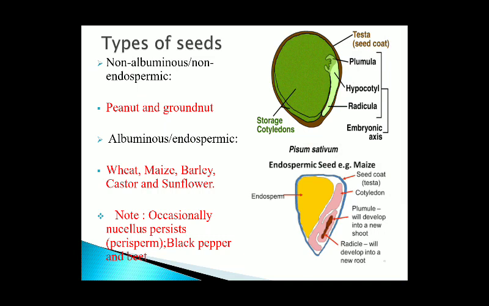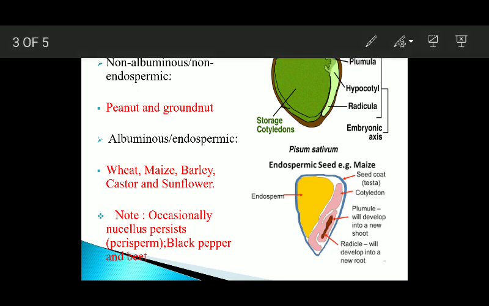Now the types of seeds based on the presence or absence of endosperm. You already know there are two types of seeds on the basis of the presence or absence of endosperm. The first category is non-albuminous or non-endospermic. Those seeds in which the endosperm is utilized during the embryo development. That means all the endosperm which is present in the seed is utilized by the embryo during its development. Such seeds are known as non-albuminous or non-endospermic seeds.